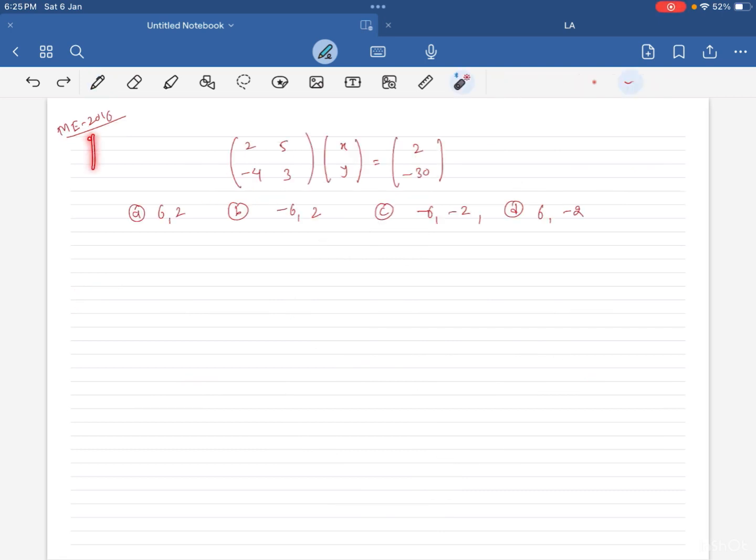So this question is from ME 2016. Here we are given this matrix equation Ax is equal to B. Now we will have to find the solution of this, right?